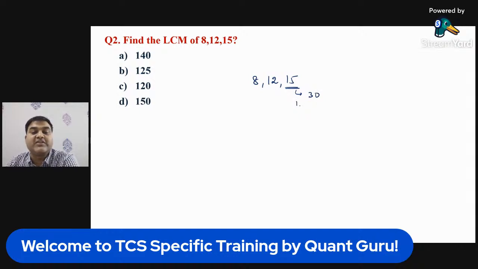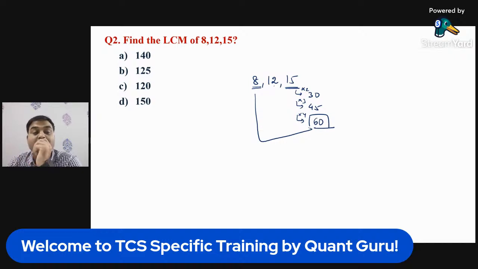12, no, 30 does not come. So times 3, we get 45. 12 cannot divide 45 also. So we keep multiplying by 2, by 3, by 4. Times 4 gives 60, and you will see, yes, 12 fives are 60. Similarly you will check whether 8 can divide 60 or not. You will see no. So the LCM of these two is 60, but can 8 divide 60 completely?